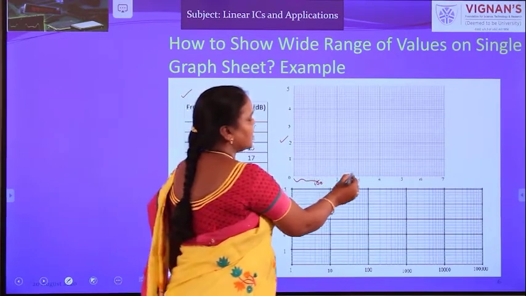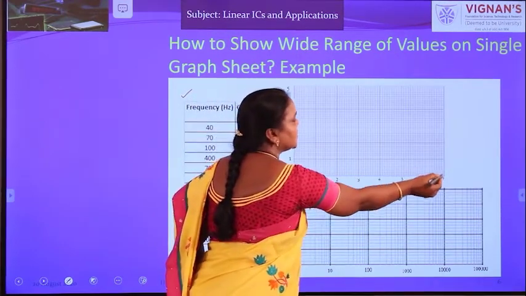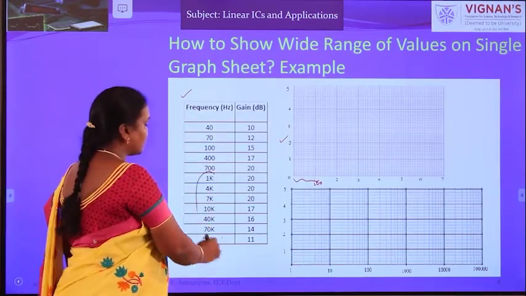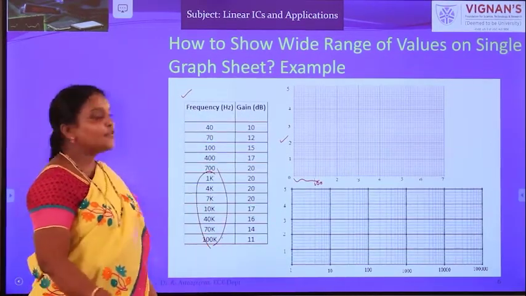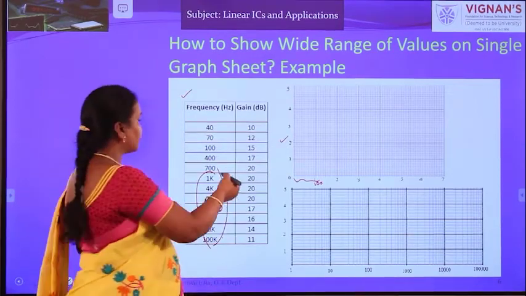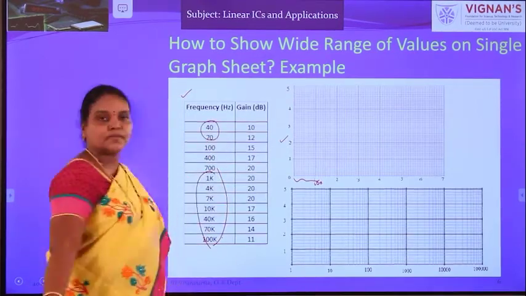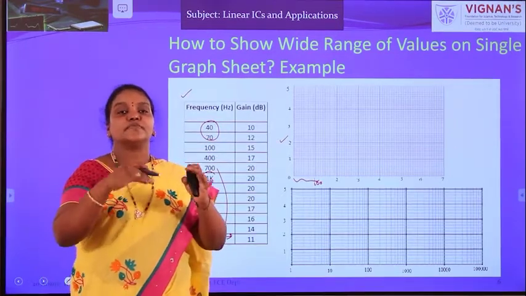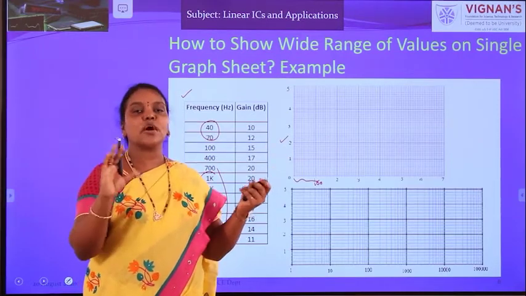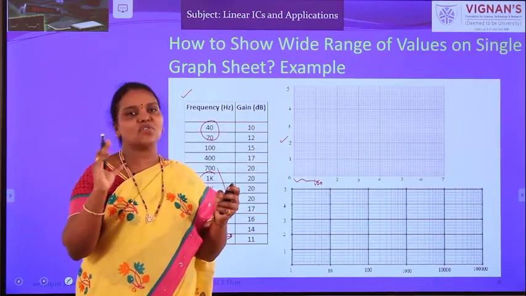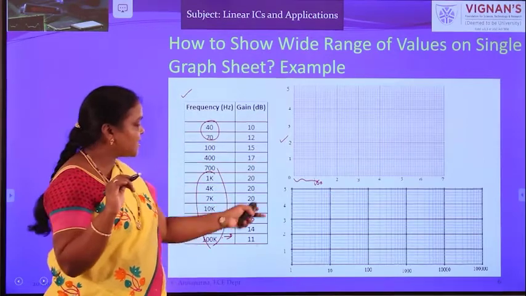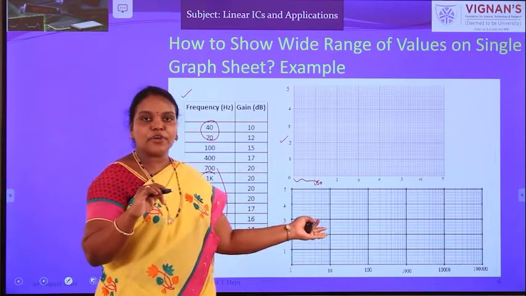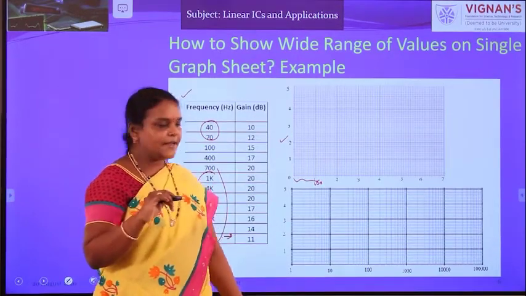Then it is 200, 300, 400, 500, 600, 700. But here 1K, these values we can't place. If your scale is 1000, you can't represent very small values. And even you can't go for these values. That is, when the variable is varying over a wide range, we can't accommodate all those values on a normal graph sheet. Now let us see the semi-logarithmic graph sheet. On this graph only you have drawn your frequency response, right?